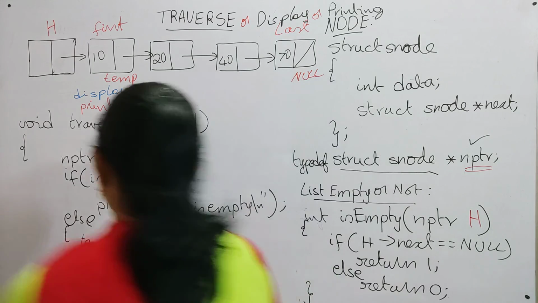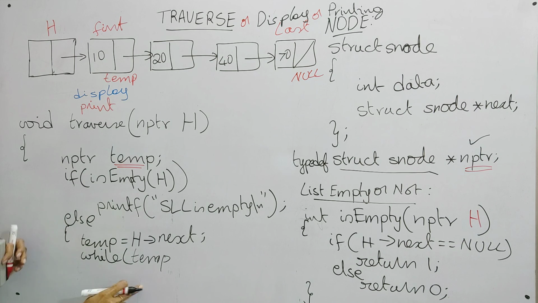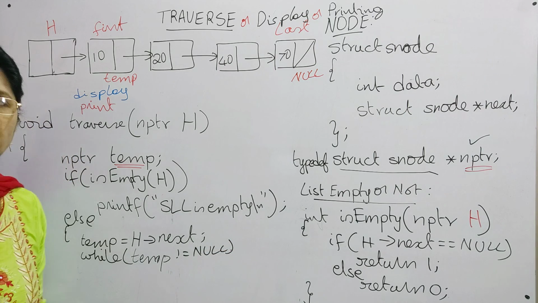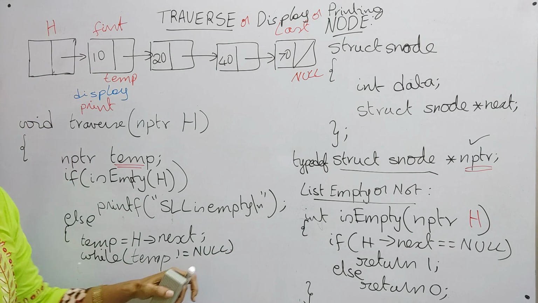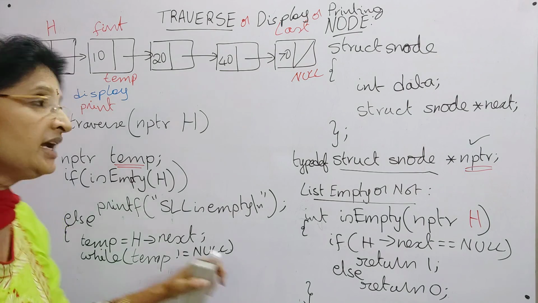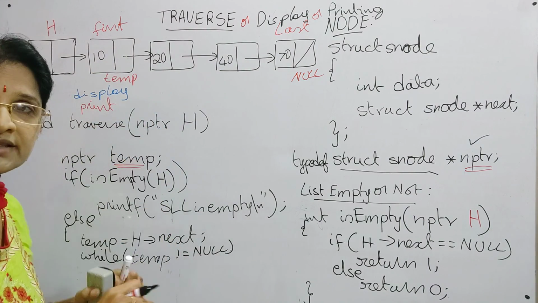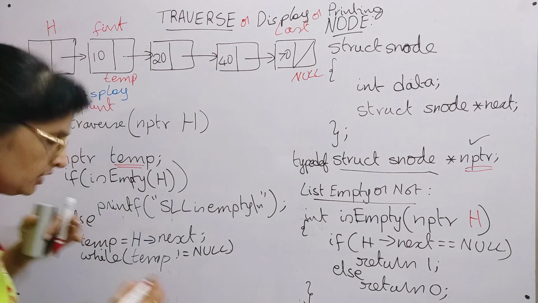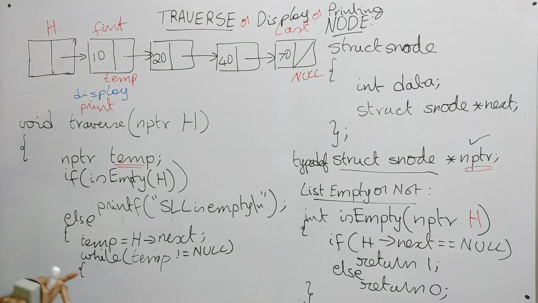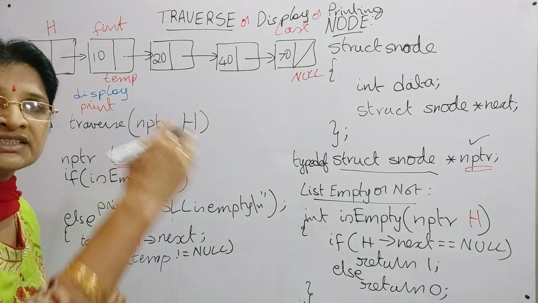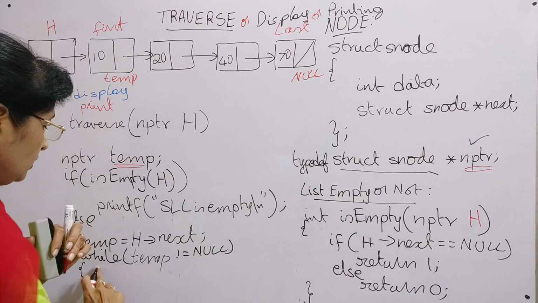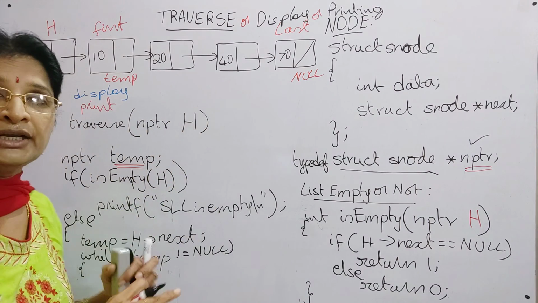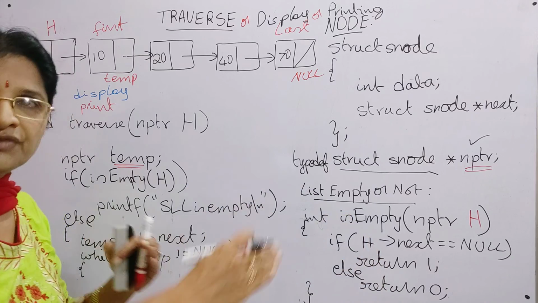while temp not equal to null. If you write temp not equal to null, what does it indicate? It indicates that there is some node. Once there is some node, you can print the value, that is, the data value of that particular node. Here, why have I used while? This process must be continued until the end of the list, so that is why I have given it as a while loop.